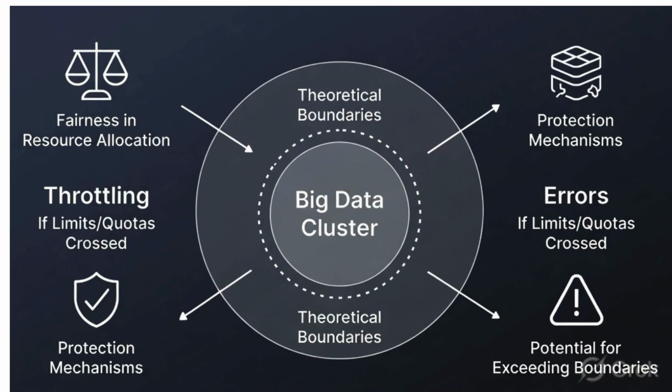The balance scale icon reminds us these boundaries ensure fairness. No single user or query hogs everything. The shield icon shows protection. The cluster stays healthy even under heavy load. And the warning icon says, heads up, cross the line, and you'll hit throttling or errors on purpose. This is all by design. Boundaries aren't bugs, they're what make massive scale ADX stable and fair for everyone.